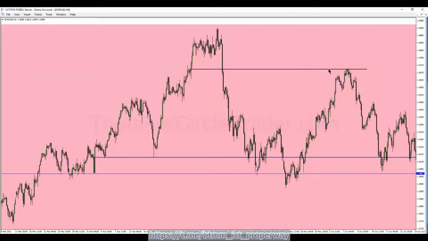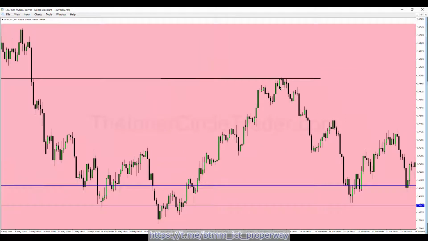Okay, so we've changed this to a short little line in here indicating a 4-hour mitigation block. We'll start looking at all the up candles prior to the down moves. I'm going to zoom in. Okay, so we have these last two up candles in here.